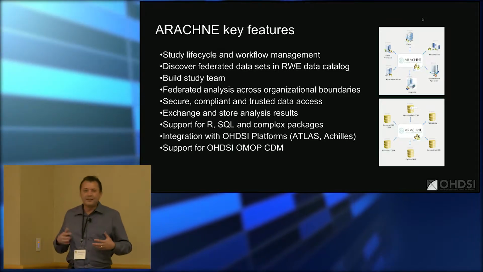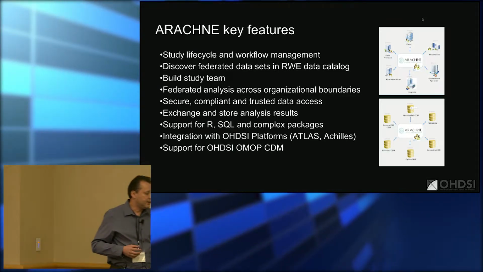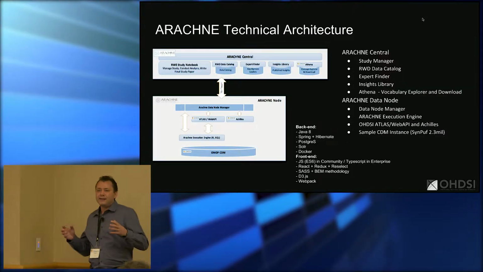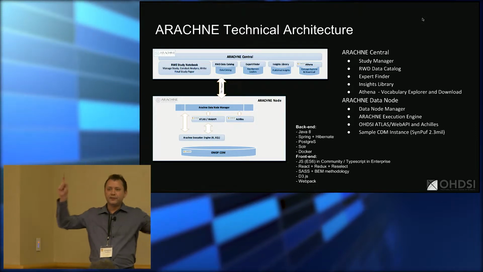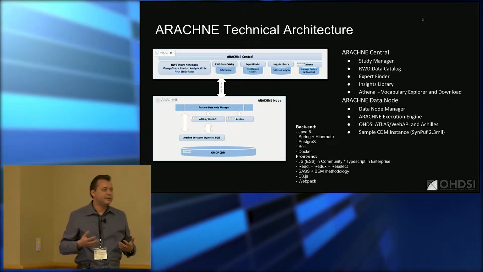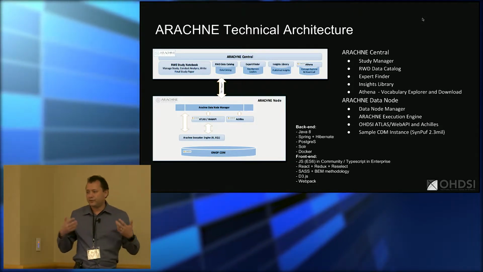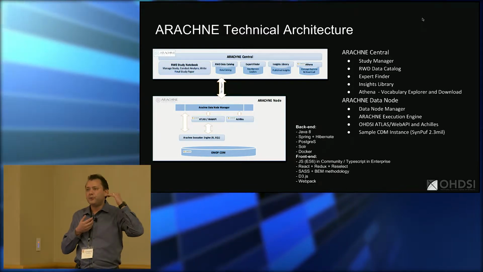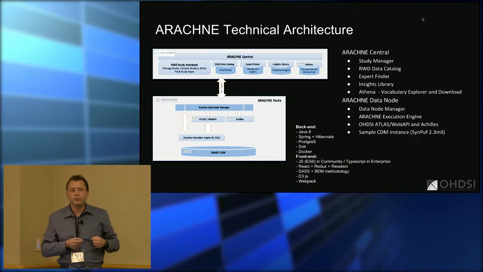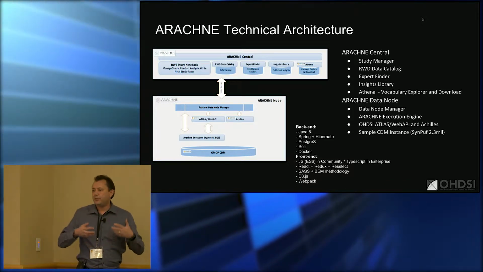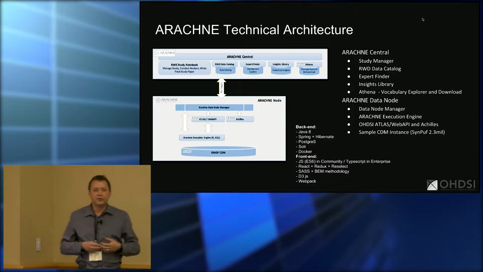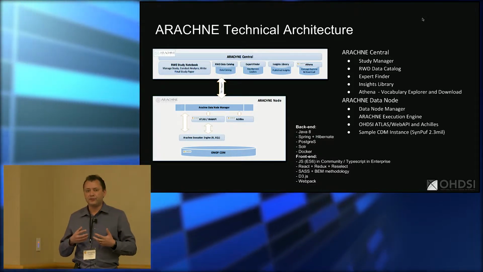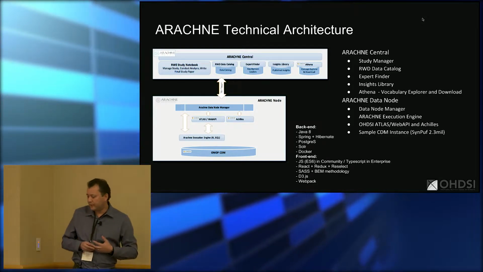From a technical architecture standpoint, just think about it in such a way that Arachne has a notion of Arachne Central. That's where researchers or study teams will come, and that's where essentially they'll conduct research. So that's where you see a definition of a study. People will define and upload protocols, invite people, check the data catalog, invite or request access to different data sets, and start executing studies. So that's Arachne Central.